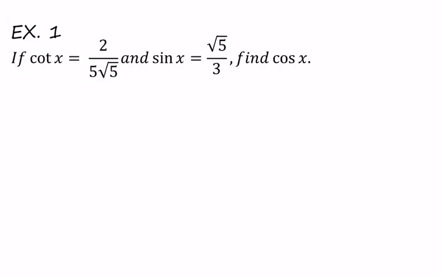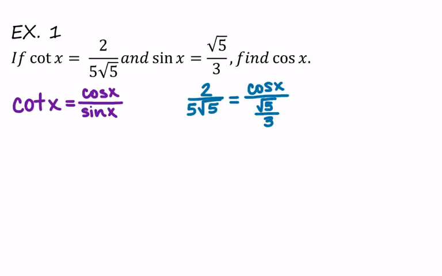We are given cotangent and sine, and I'm trying to find the cosine value. One of the identities is that cotangent is equal to cosine divided by sine. In this case, I've been given the cotangent and I've been given the sine. I'm trying to find cosine. So I'm going to plug in the values that I know into this equation and then solve for what I'm looking for, which is cosine of x.